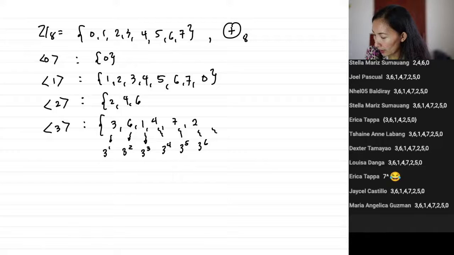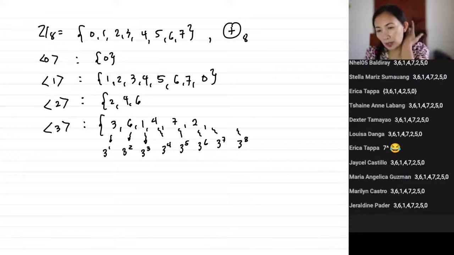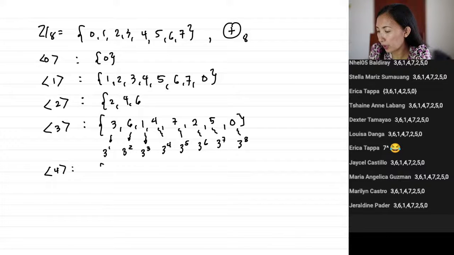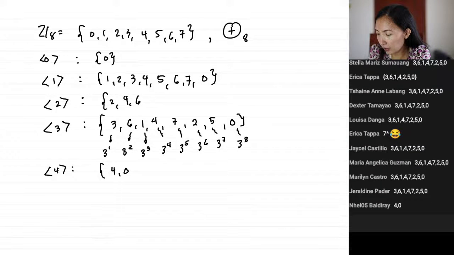Then this is 3 raised to 7. And then we'll end up with 3 raised to 8. Okay. 3 raised to 7 is, okay, you're right, because that's 21 modulo 8, that's 21 minus 16, which is 5. And this is finally 24. 24 modulo 8 is 0. Okay, so correct. You got it all. Next, how about for 4? For 4, we have 4 and 0. Wala na, di ba? 4 and 0, correct?